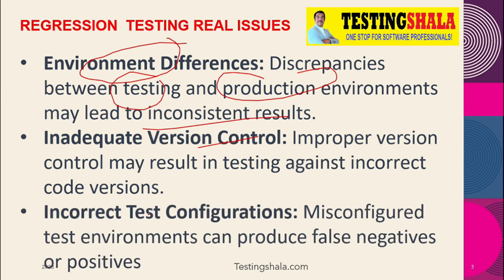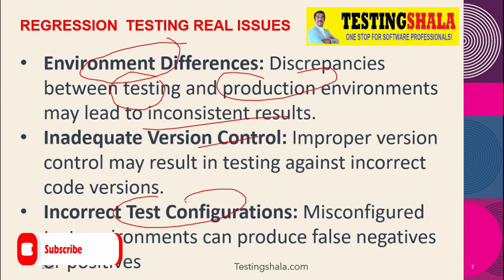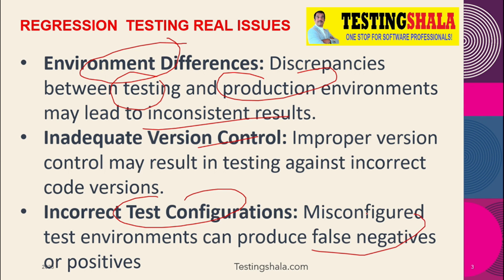The next one is test configuration, which is also very crucial, and it needs to be well defined. It needs to be well communicated to all the stakeholders, defining what kind of test configuration we should have while performing regression testing. If our test configuration is wrong, definitely we may get a lot of false negative or false positive results.